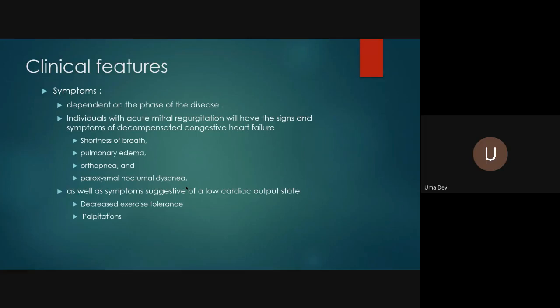With all this pathophysiology in mind, now we understand what symptoms will occur. It depends on the phase of the disease. Acute mitral regurgitation, which occurs suddenly, will have signs and symptoms of decompensation. They'll present with typical congestive heart failure, or as cardiogenic shock. Or like chronic MR, they'll present with a gradual increase in shortness of breath, or they may present acutely as pulmonary edema, orthopnea, paroxysmal nocturnal dyspnea. All this we discuss in our clinics.